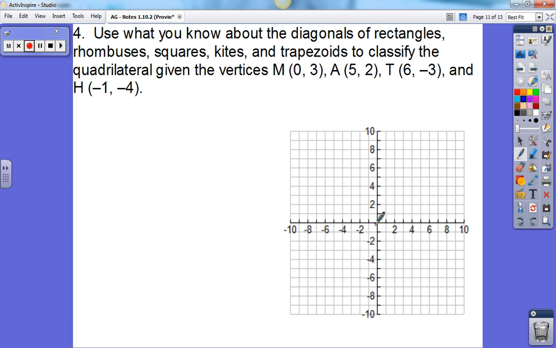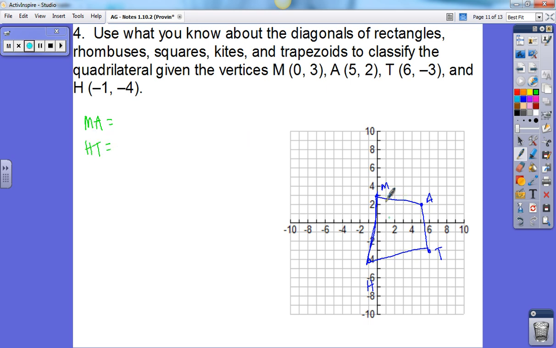Alright, we've got 0, 3, 5, 2, 6, negative 3, and negative 1, negative 4. Alright, so based on what I have drawn, it doesn't look as though opposite sides are parallel, but let's just check out just in case.